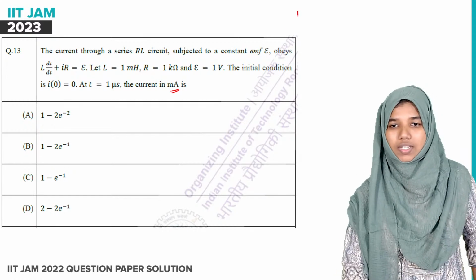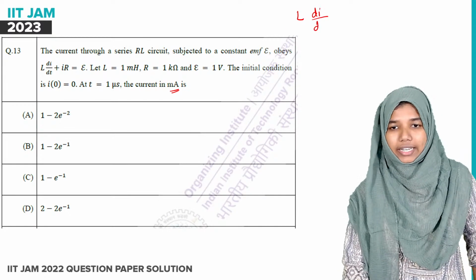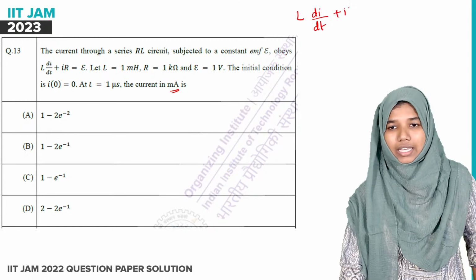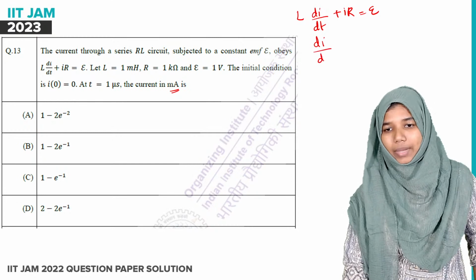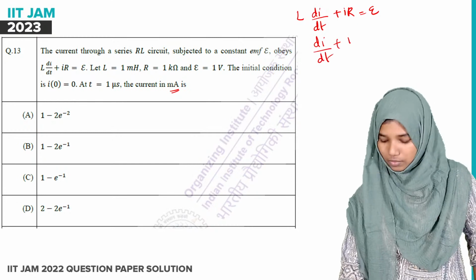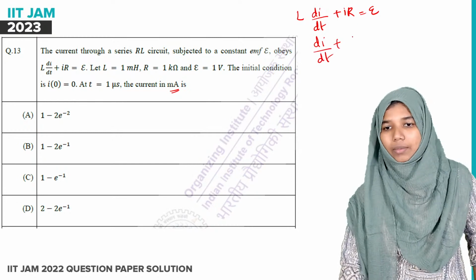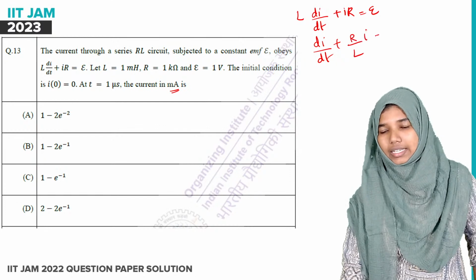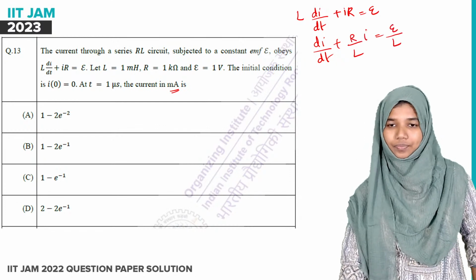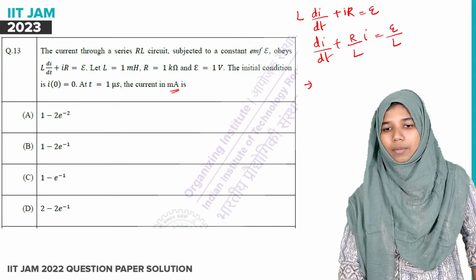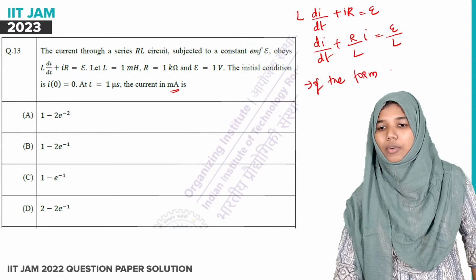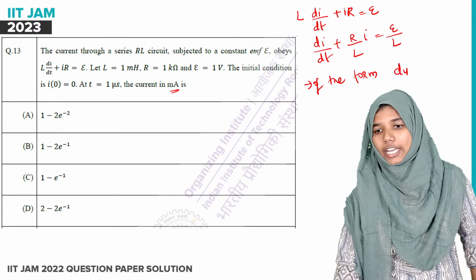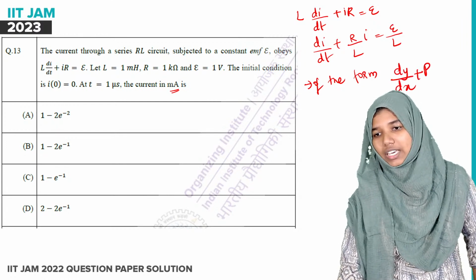The differential equation is L di by dt plus IR is equal to epsilon. Okay, or di by dt plus R by L times I is equal to epsilon by L. Okay, this differential equation is of the form of a linear differential equation, or dy by dx plus Py is equal to Q.